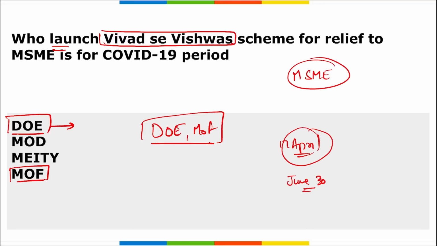June 30. Under this particular scheme, ministries have been asked to refund performance security, bid security, and liquidated damages deducted during the COVID-19 pandemic. Right? Apart from this, the government will be providing additional benefits to eligible MSMEs that were affected during this period. 95% of the performance security forfeited shall be refunded. 95% of the bid security shall be refunded. 95% of the liquidated damages deducted shall be refunded, right?